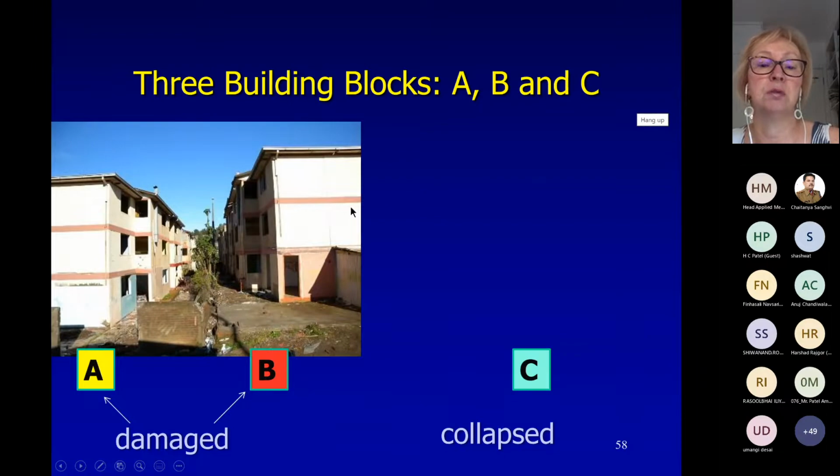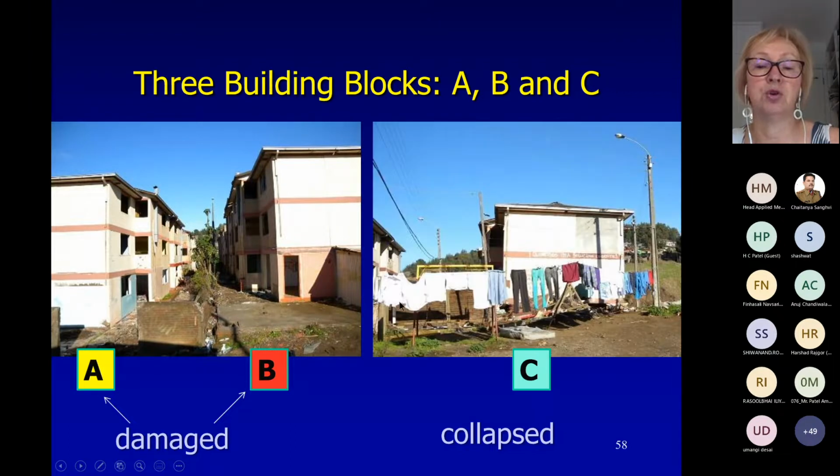On 2 sides. So 3 buildings A, B, and C. These are buildings A and B, which were damaged, and building C, which collapsed. And I'll show you the location outside the building. Building C is on the left side of this photograph. No, actually, building C is behind this. You can see these clothes, and behind the clothes is building C. So you can see now that building C has 2 stories, whereas buildings A and B have 3 stories. That is because the ground floor in building C collapsed. They were identical, completely identical buildings.